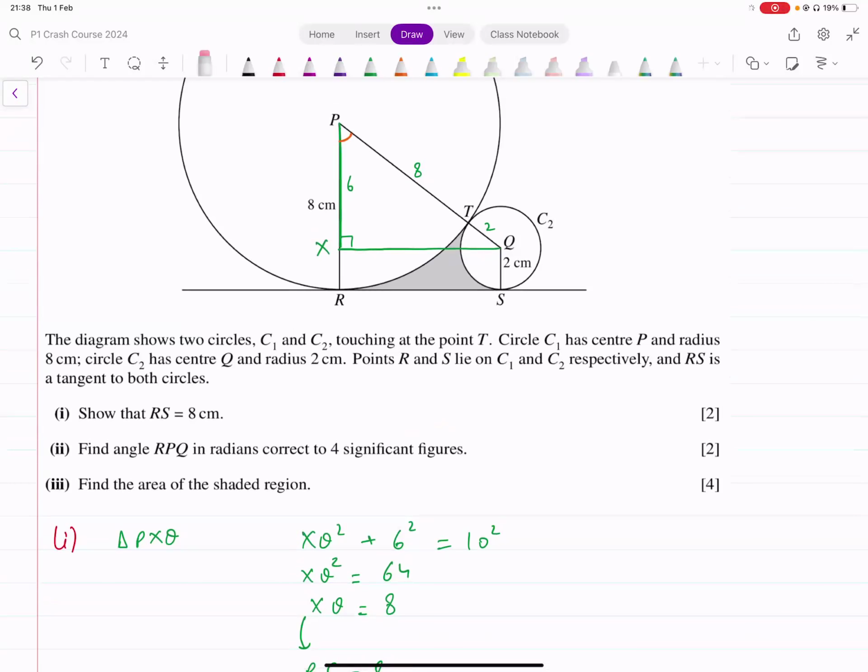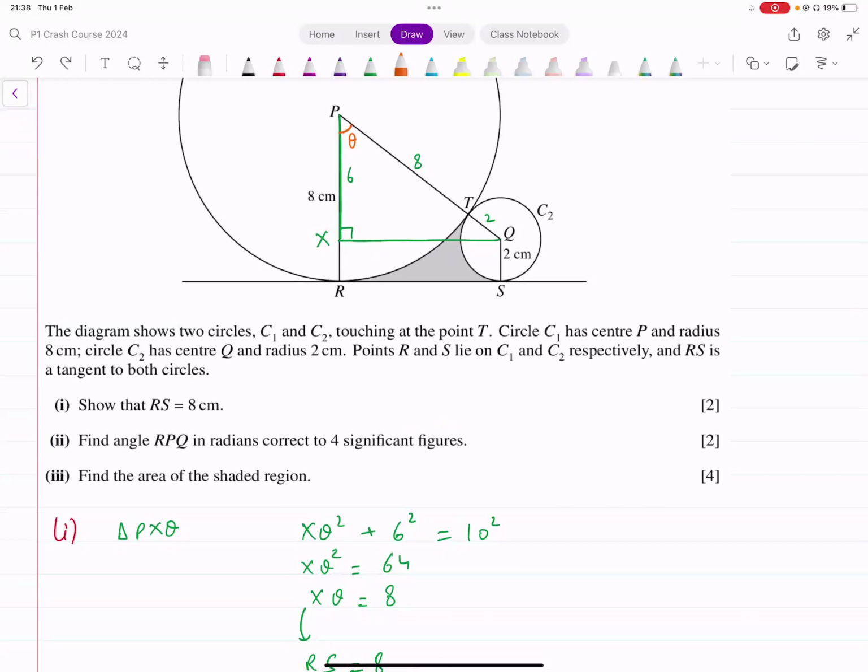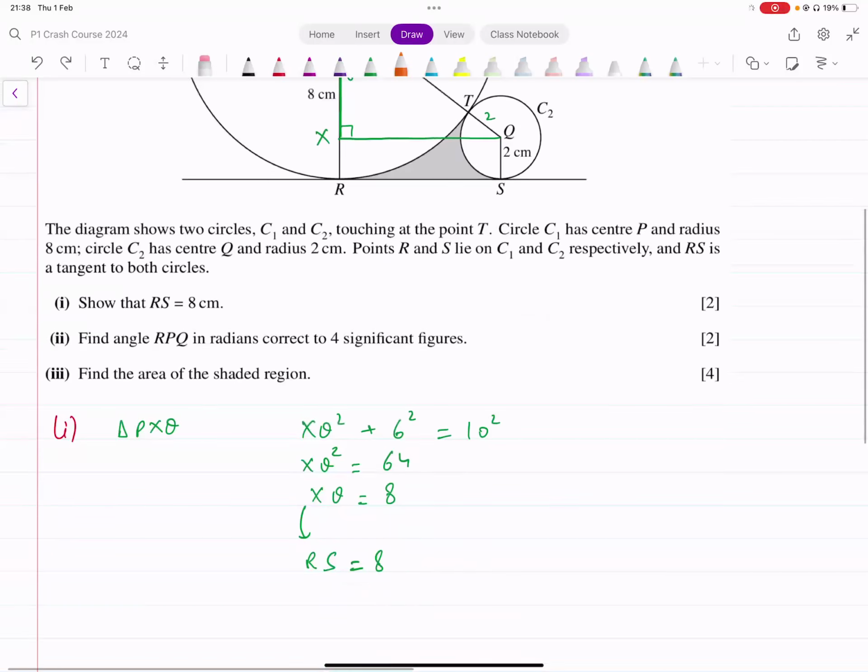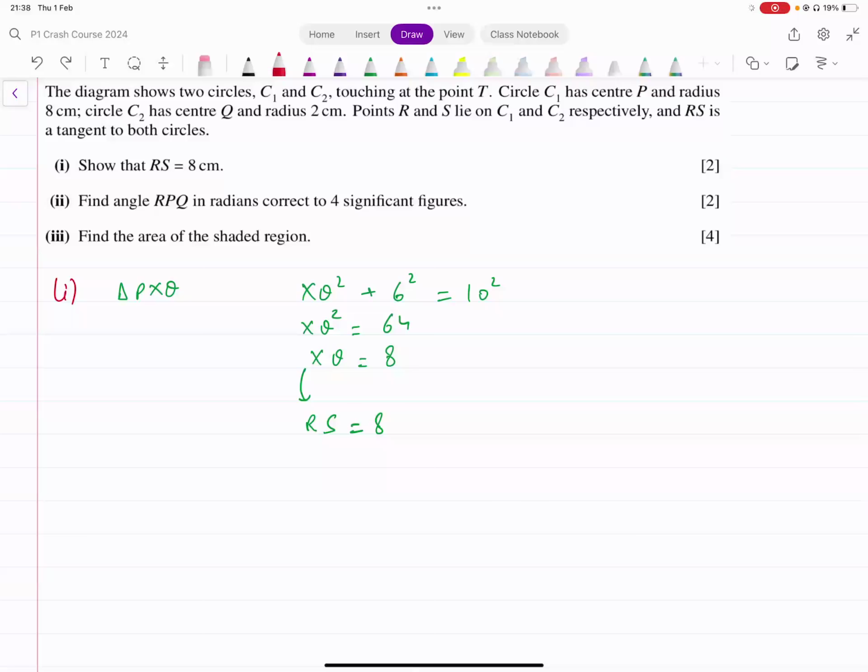Now, RPQ, that's the angle we're looking for. Let's call this angle theta. How can we find this angle now? It's pretty straightforward. We have a right angle triangle already. We know all the sides in this triangle. We can use any of the ratios, sine, cos, tan, to find that angle. Let's do that.